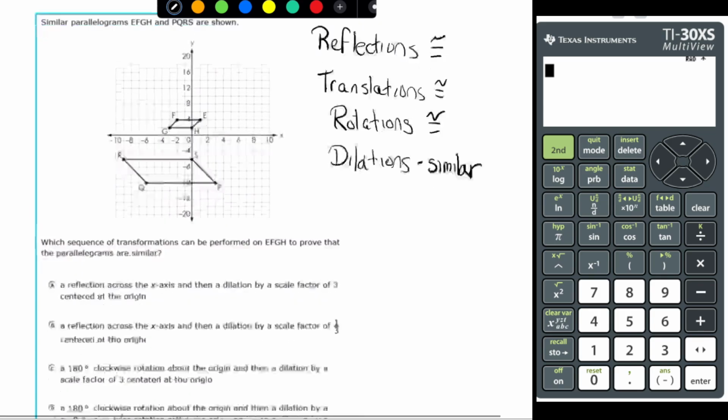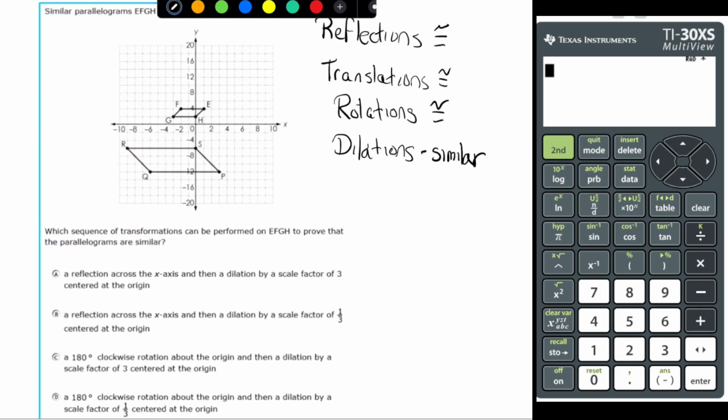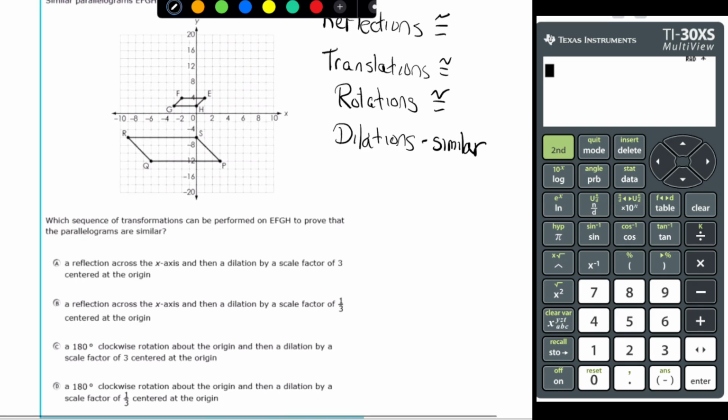So when I see that we're looking to prove that it's similar and not congruent, there's going to be a dilation somewhere. And you can tell it's a dilation because the new shape is noticeably bigger. So that's what a dilation does. It changes the size of the shape. So let's look at our choices here. A reflection across the x-axis and then a dilation by a scale factor of 3 centered at the origin.